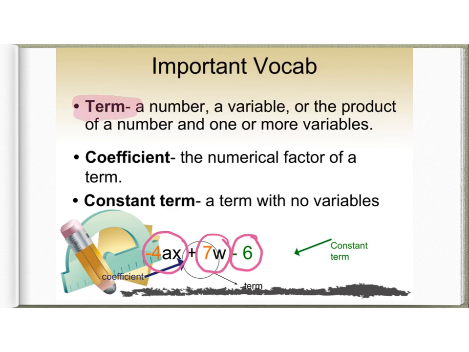The coefficient is the numerical factor of a term, so what's being multiplied to our variable is the coefficient. So we'd have a coefficient of -4 and 7, so the coefficient's what's being multiplied. And then the constant is a term with no variables, so this -6 would be our constant.